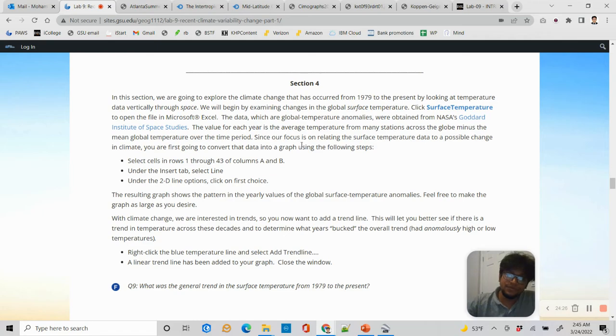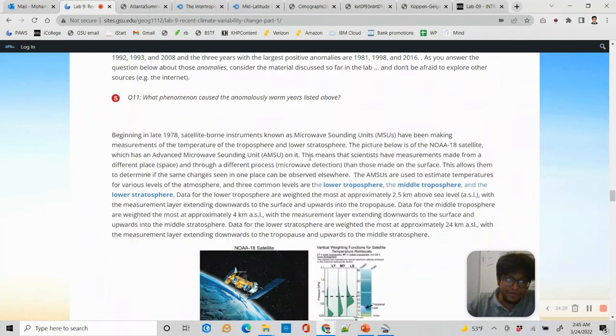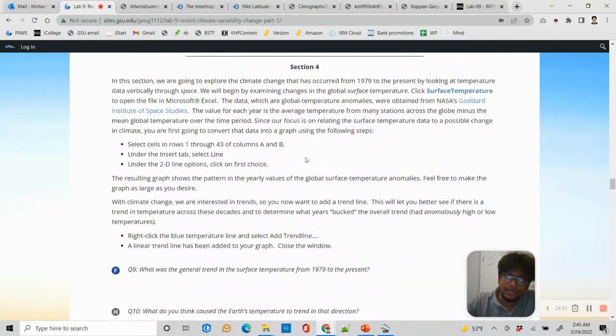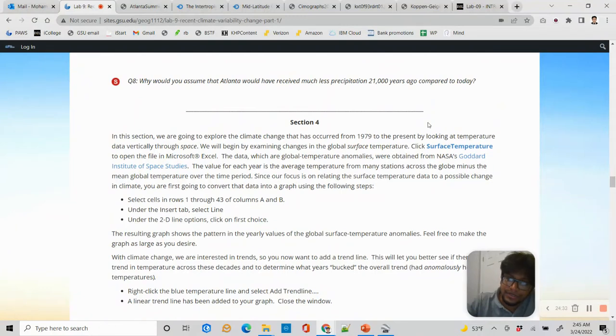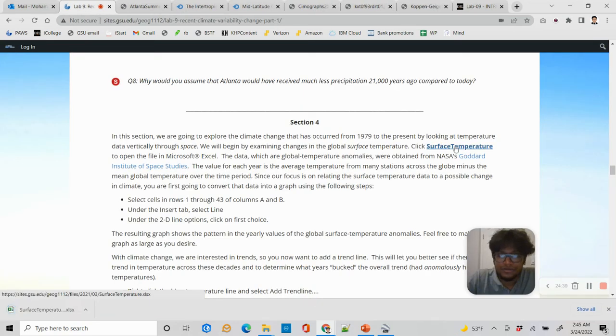Now, sections 4, 5 and 6 will take you to discuss something related to Microsoft Excel. So surface temperature: if you click on the surface temperature, I'm not going to go into the description, you just need to follow that. I'm just showing you how to work on those things.